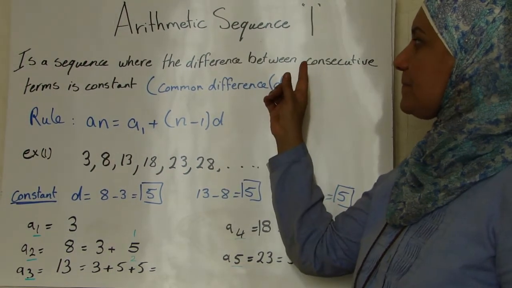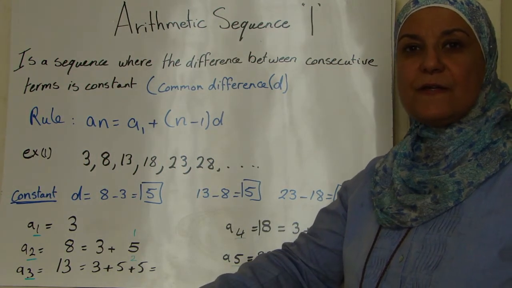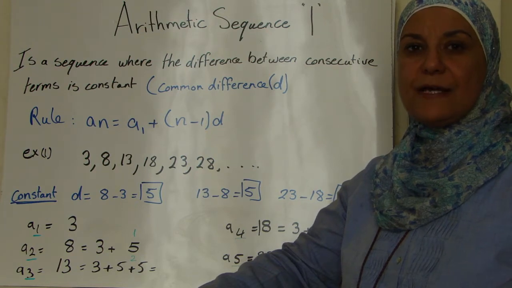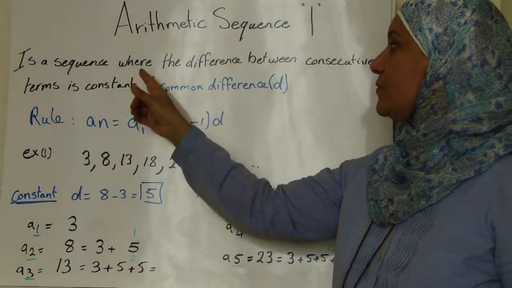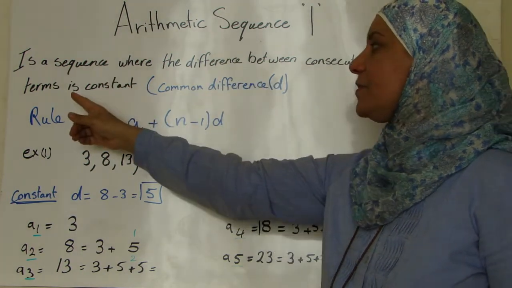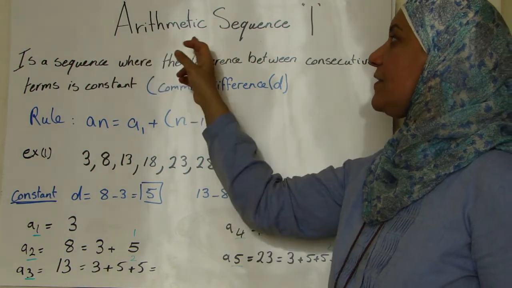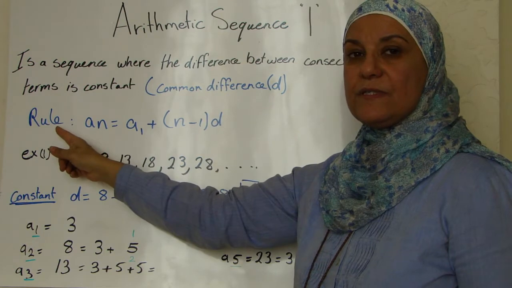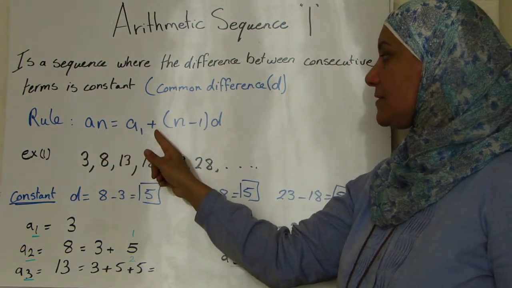Arithmetic sequence. Arithmetic sequence is a kind of sequence. There are different kinds of sequences depending on the relation between each number and the preceding one. Here, in a sequence where the difference between consecutive terms is constant, which is the common difference d, it is called an arithmetic sequence.